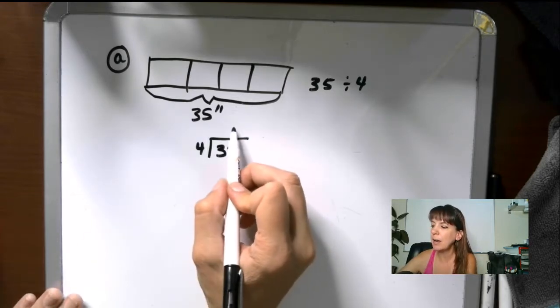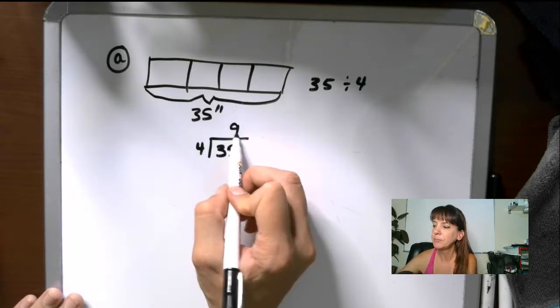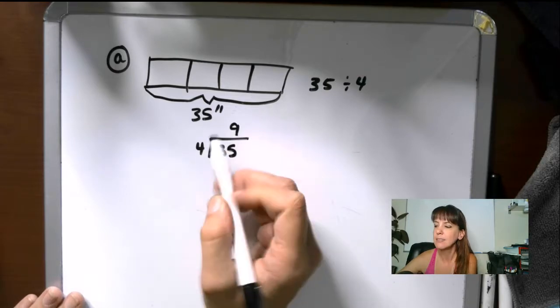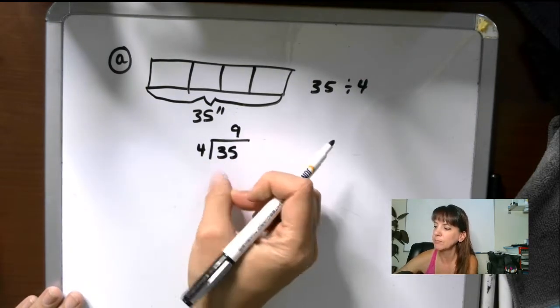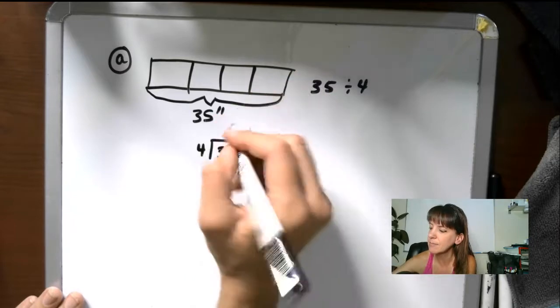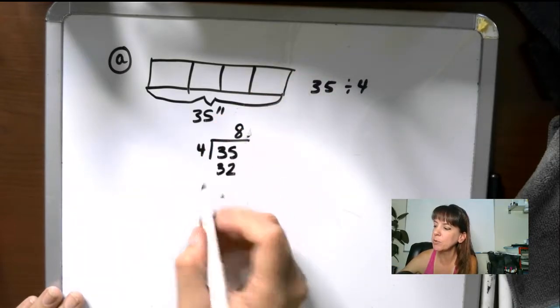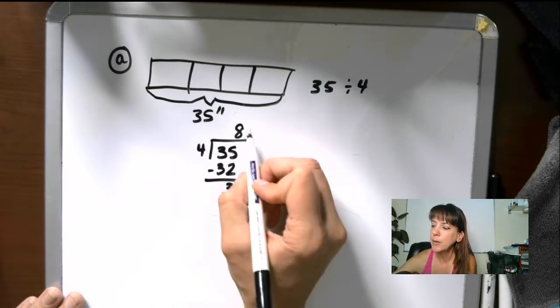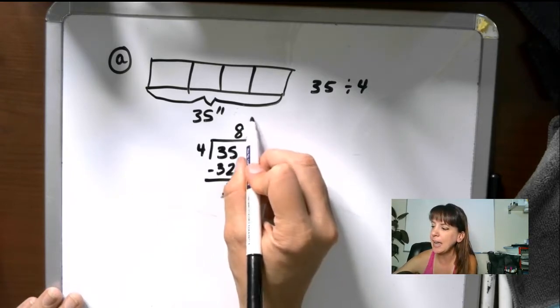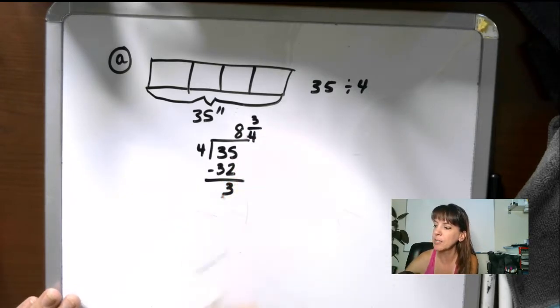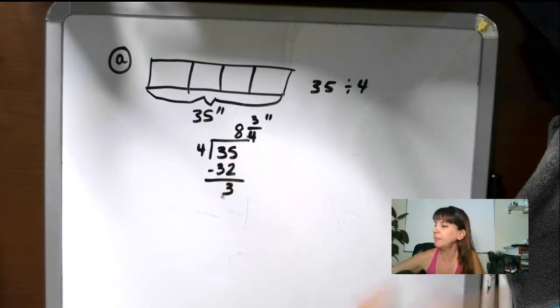If we do 7, how about 8? 9. 9 times 4 is 36, right? Oh, that goes over. Can't do that. 8. 8 times 4 is 32. Minus, we get 3. We don't write the remainder 3. We say 8 and 3/4. So each piece is going to be 8 and 3/4 inches long, okay?